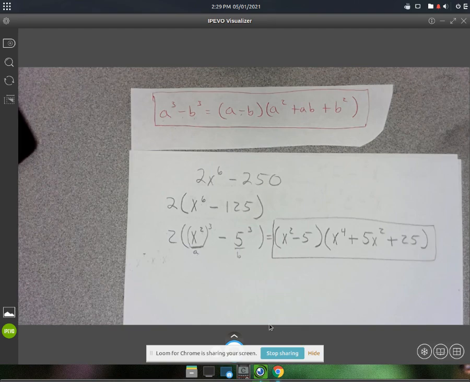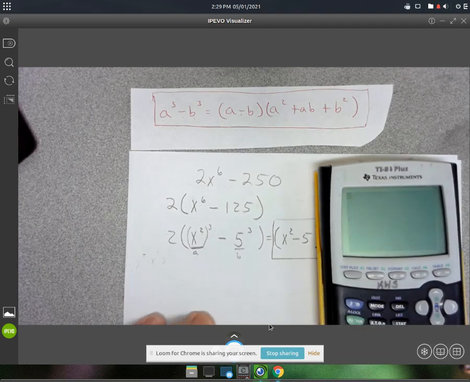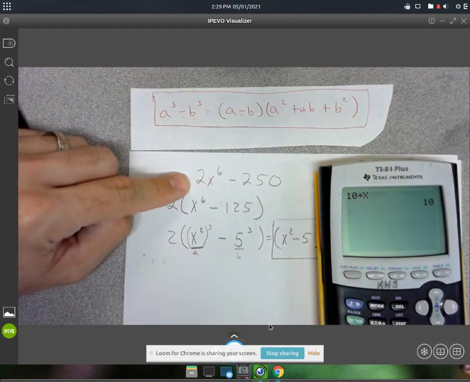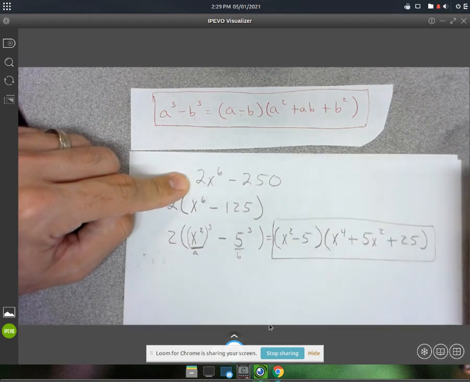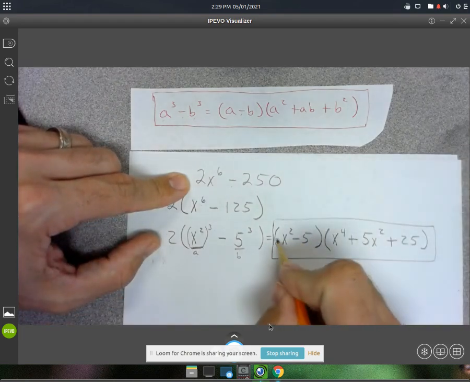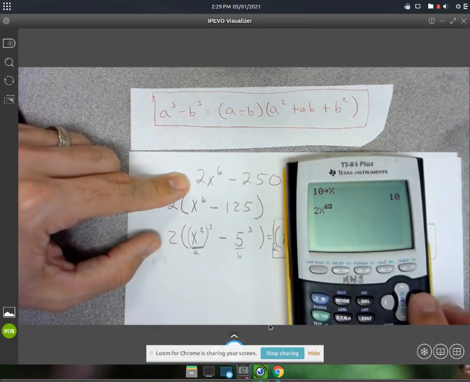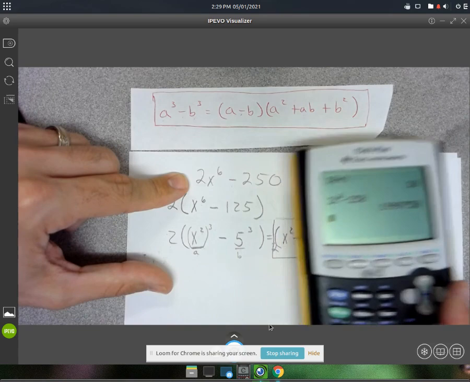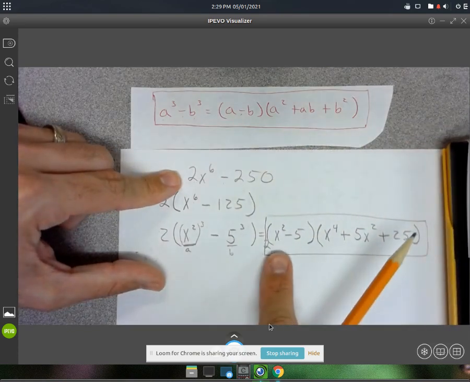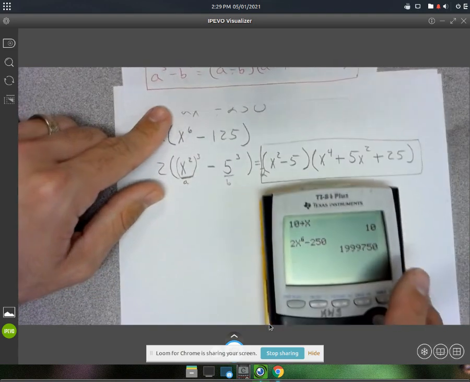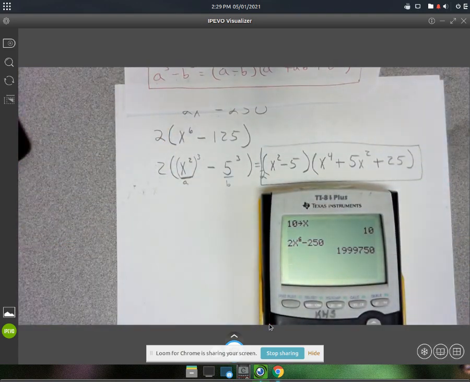Of course, if you wanted to check your answer for these, you could just pick some number for x. It doesn't have to be anything special. You can do 10 stored to x, and then see what the original gives you. Oh, my bad. 2x. Oh, I forgot my 2 right there, didn't I? Yeah, there's a 2 that's supposed to be there on the outside. 2x to the 6th minus 250. So the original gives me this giant number. That means down here in the factored form, if I typed all that in, it's also going to give me the exact same value. All right, it will, trust me.